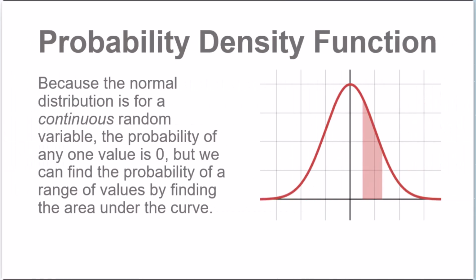Because the normal distribution is for a continuous random variable, not a discrete random variable, the probability of any one value is zero. There are an infinite number of values in any continuous random variable. And so rather than talking about the probability of x equals 1 or any particular outcome, we look at the probability of a range of outcomes.